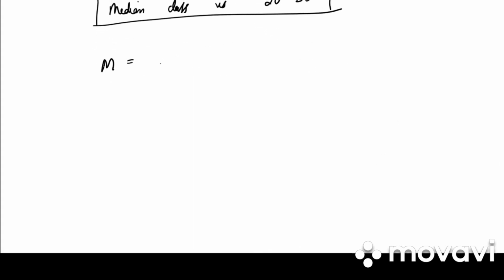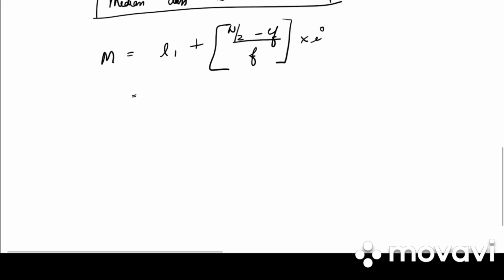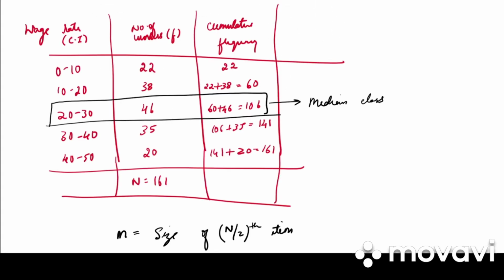Next we need to write the formula. M is equal to L1 plus n divided by 2 minus Cf divided by f into I. What is L1? Lower class limit of the median class. What is the median class? 20 to 30. So L1 will be 20. n by 2 is what? n is 161 divided by 2. What is cumulative frequency? Cumulative frequency will be the frequency preceding the median class. Here 106 is the median class. Preceding to that will be Cf. How much is it? 60.